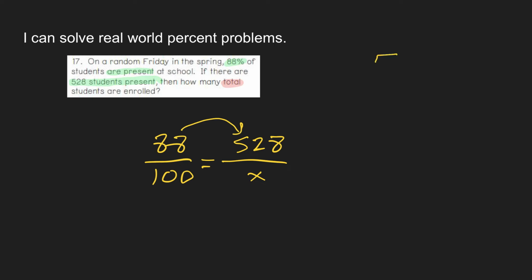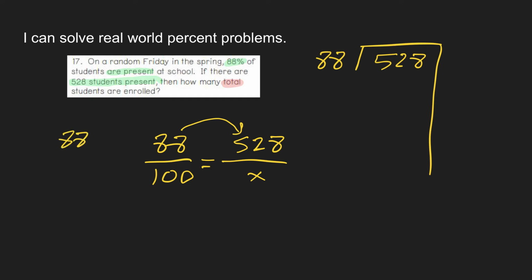So let's do 528 divided by 88. All right, well, 88 times 1, 88 times 2 would be 176, I think. And then 88 times 3, what would that be? 264. Okay, so I'm going to start with 264.